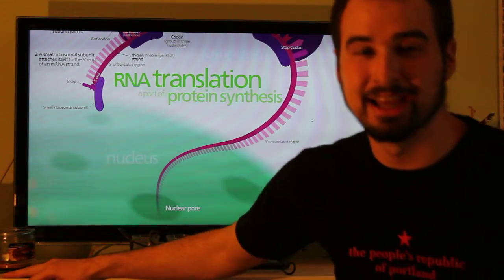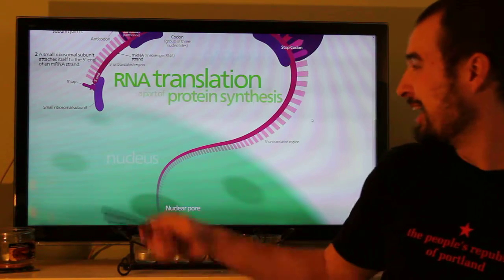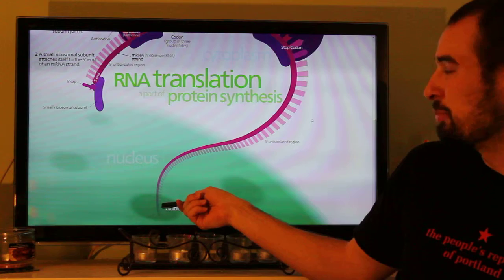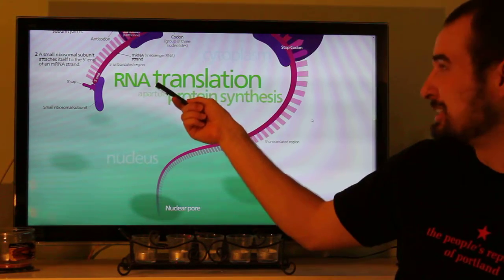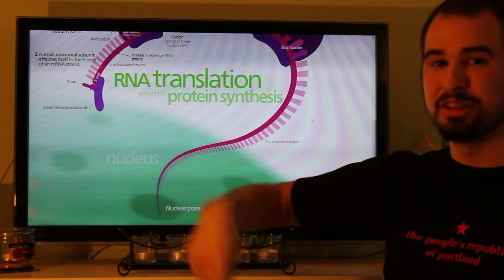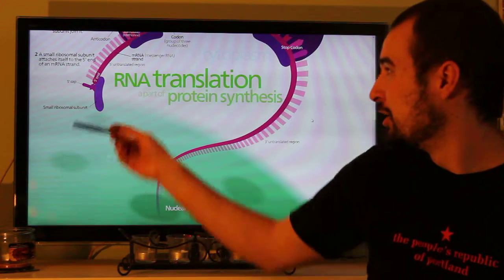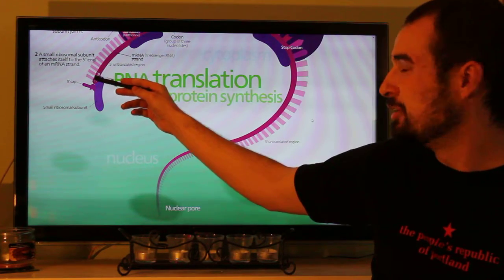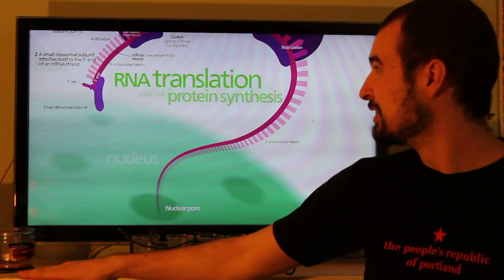Once this mRNA is completed, translation can begin. mRNA exits the nuclear pore from the nucleus and enters into the cell matrix, where a small ribosomal subunit will connect to the mRNA strand and begin reading 3 nucleotides at a time. These 3 nucleotides are called a codon.